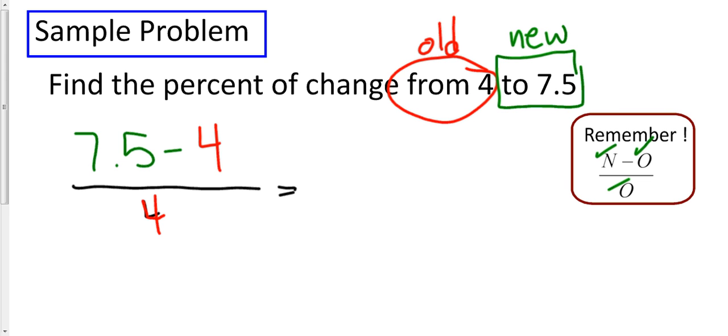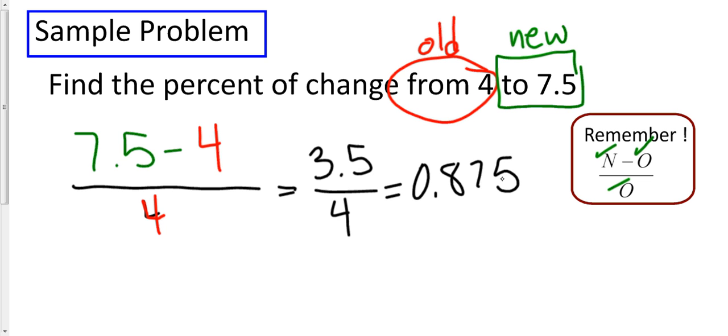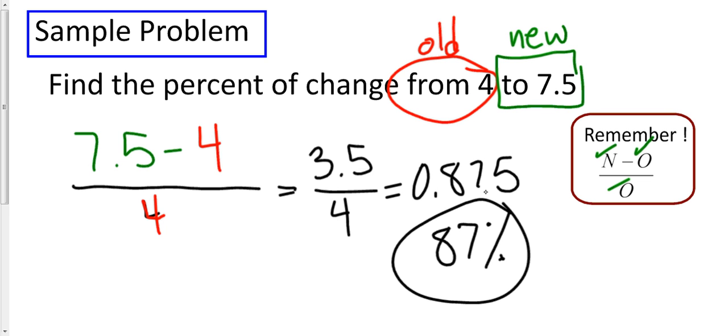And when I solve this, 7.5 minus 4 is 3.5. It's going to be over 4. So now I want to change this fraction to a percent. So 3.5 over 4, if I write this as a decimal, it's 0.875, but this is not yet a percent. I need to move the decimal 2 times to the right to make this a percent, so it's 87.5%. So if we look back at the problem, if I go from 4 to 7.5, I'm increasing 87.5%.